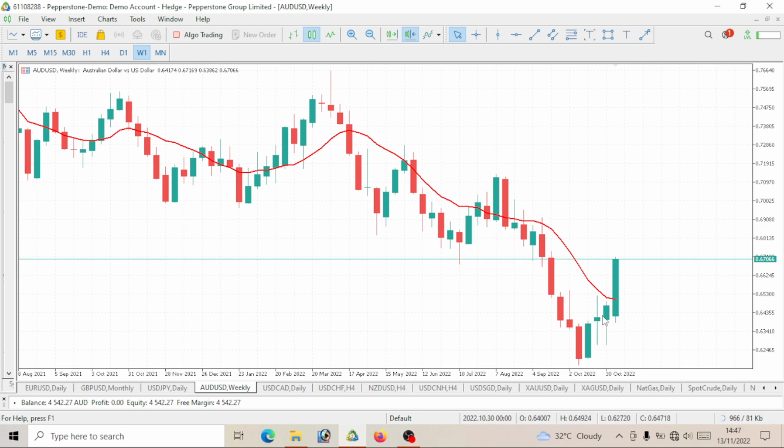Week one, bullish move. Week two, open and close bullish, with a huge candlestick. Week three, we open and close bullish. Week four, open and close bullish. Do not be surprised if it opens and closes bullish this week five, right? Because I still believe this AUD USD will go bullish, right?